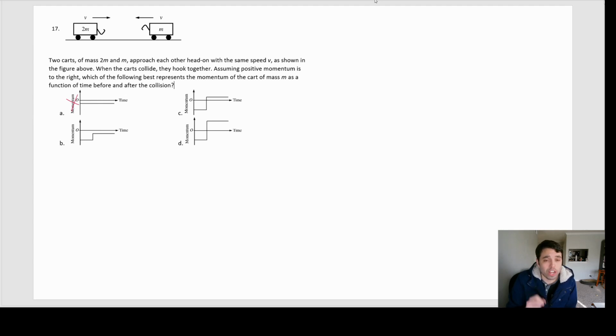Now, if this were a graph of the total momentum of the whole system, then maybe it could be A, right? Because the total momentum of the system doesn't change. But it's asking us for a graph of just the momentum of the cart of mass m, right? So just this cart. That's the only momentum we're trying to look at here, not the whole system. All right, so what happens to that cart's momentum? Well, let's see. We've got 2m times v, or minus, rather, mv, right? Because this cart's going to the left initially. Equals. Now, after the collision, I'm going to add the masses up, right? Because they're hooked together. So they're one mass after the collision. So 3m times something, let's just call it vf.